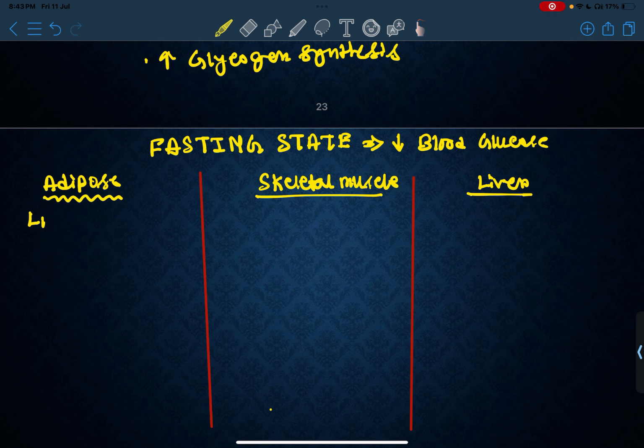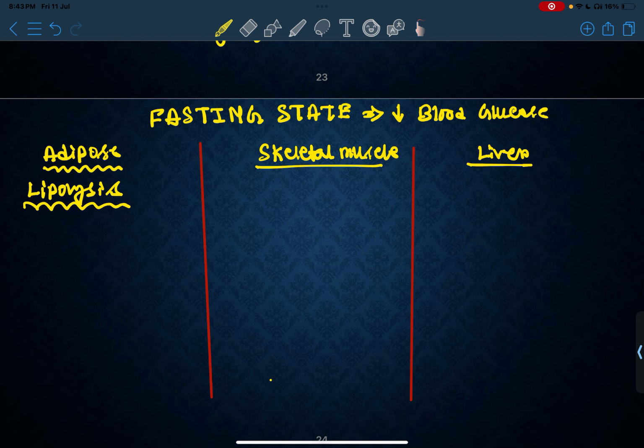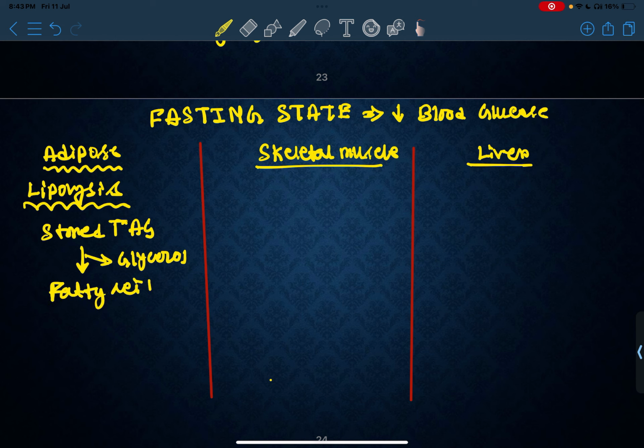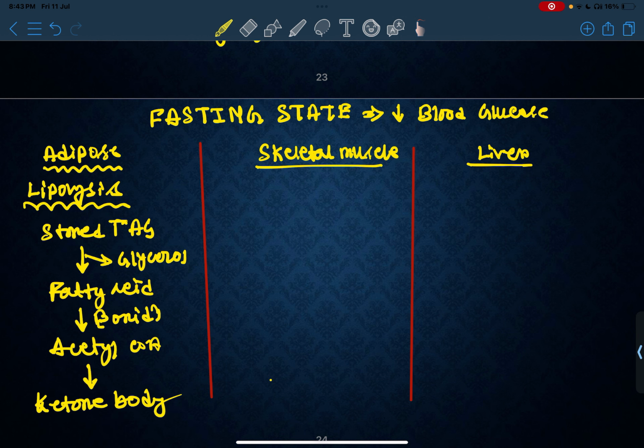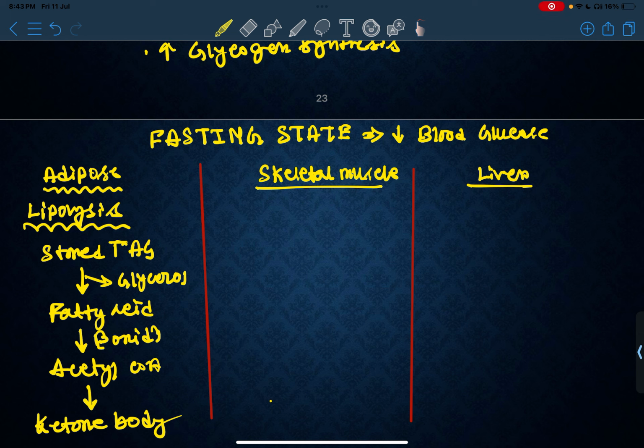So what will happen? Lipolysis. We have already seen the lipolysis reaction. So stored fat, stored triacylglycerol, which is releasing glycerol. So just the opposite reaction, nothing difficult. Fatty acid, beta oxidation, and it will give acetyl coenzyme A, and give ketone bodies. Okay, see, same reaction, just opposite.